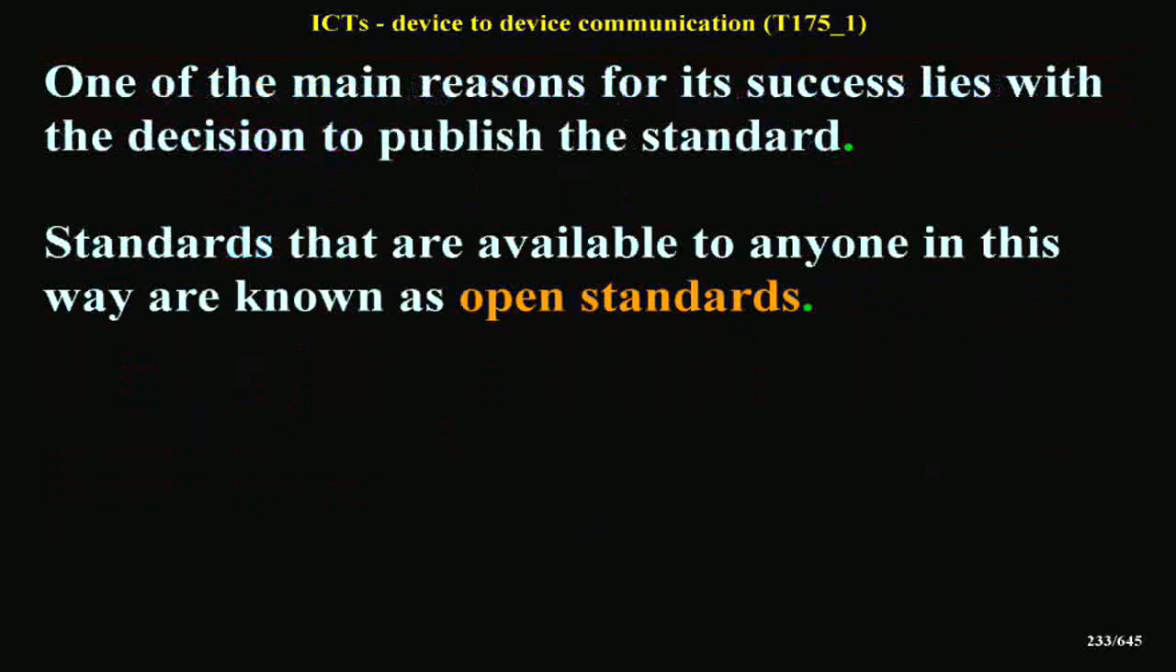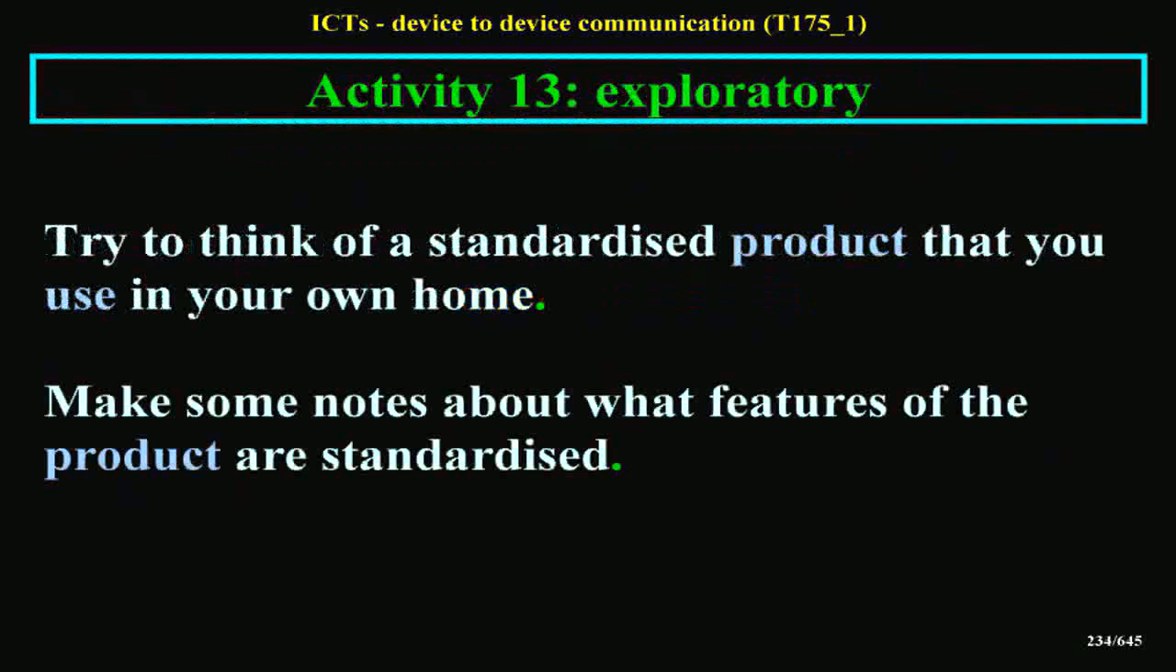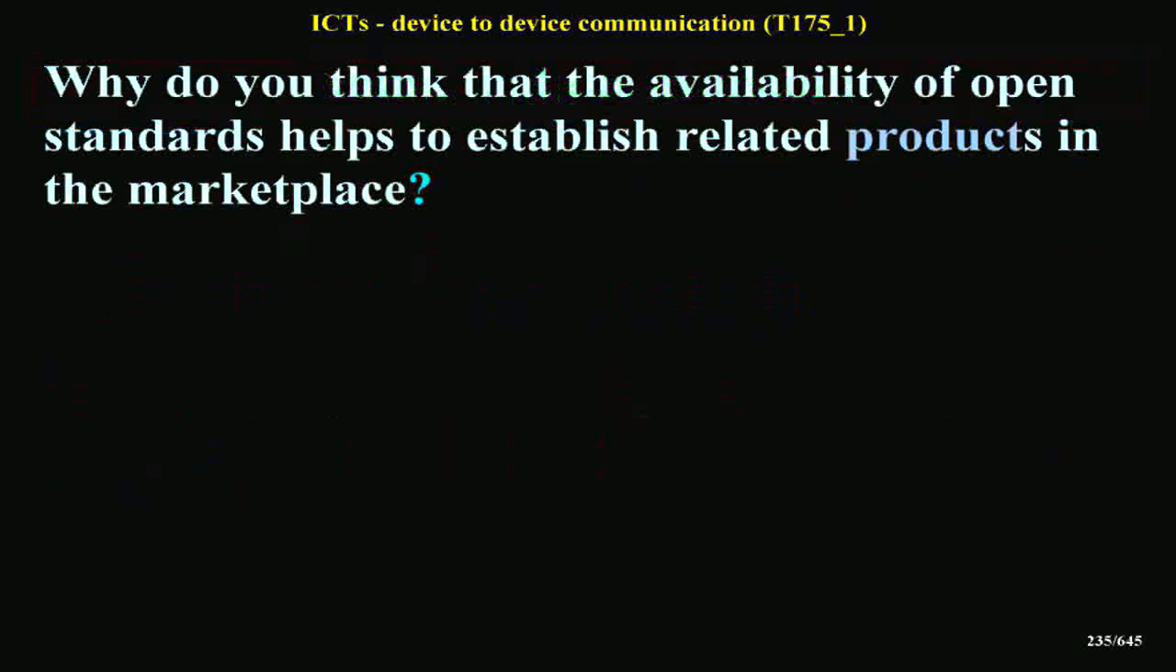One of the main reasons for its success lies with the decision to publish the standard. Standards that are available to anyone in this way are known as open standards. Activity 13. Exploratory. Try to think of a standardized product that you use in your own home. Make some notes about what features of the product are standardized. Why do you think that the availability of open standards helps to establish related products in the marketplace?